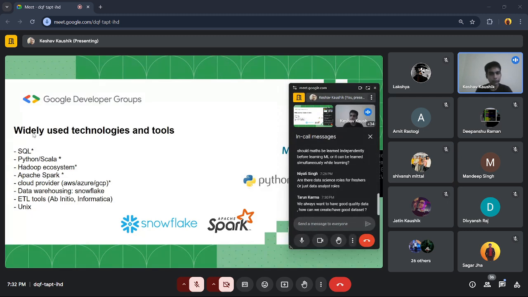Widely used technologies and tools for data engineers. SQL, it is mandatory. I put a star here. Python or Scala. These two are also mandatory, either Python or Scala. And Hadoop ecosystem, Apache Spark. You can have one cloud provider. It can be any one of these: Azure, GCP, AWS. Usually AWS has more roles, more job openings, but now I'm seeing Azure having more. So you can learn either of those, to be honest with you. They're very similar. If you know one, you can learn another in 1 week. It's like a programming language.